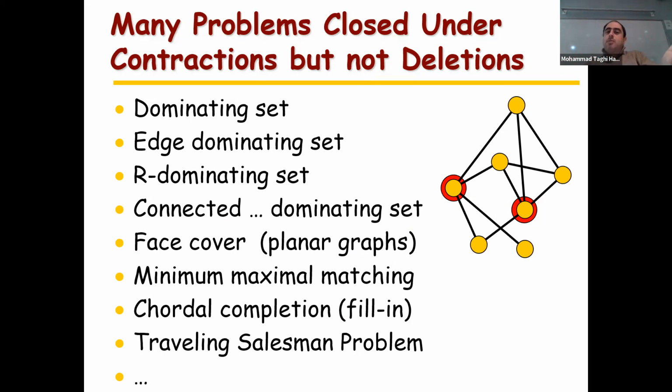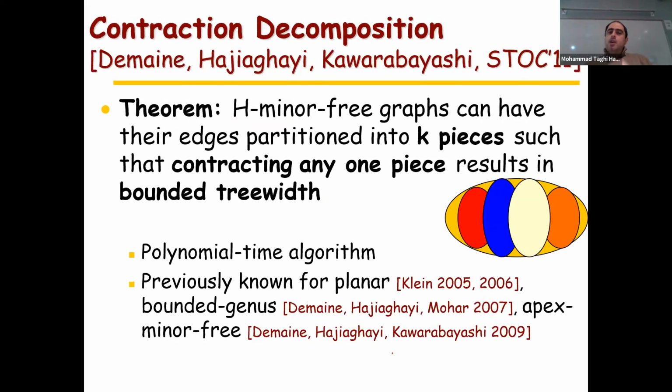As we mentioned, there are problems which are closed under contractions, but not minors. In particular, these are dominating set that we talked about before, connected dominating set, face cover, maximal matching, and the traveling salesman problem, TSP. We will talk about this one as well. So this is the theorem that we had in STOC 2011. As I mentioned, these are the hammer theorems. We said that any H-minor free graph can have its edges partitioned into K pieces, such that contracting any one piece results in a bounded treewidth.